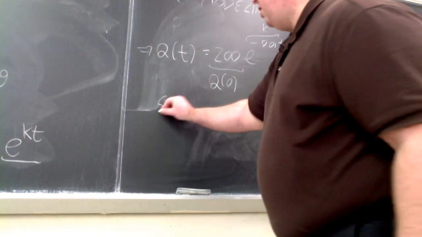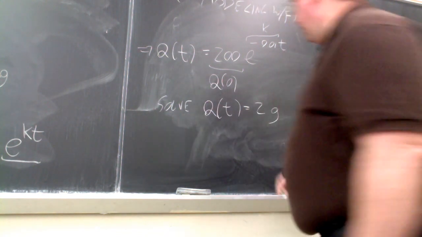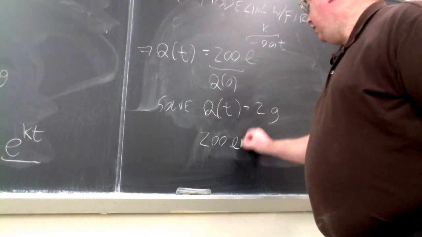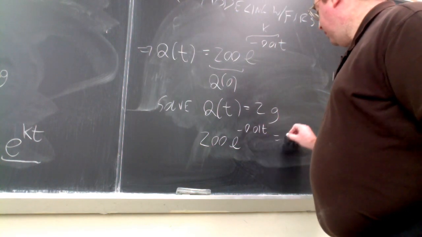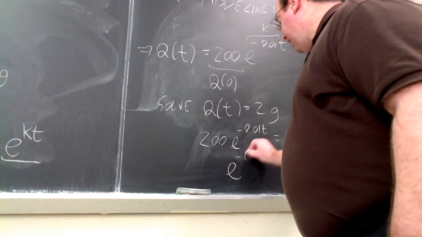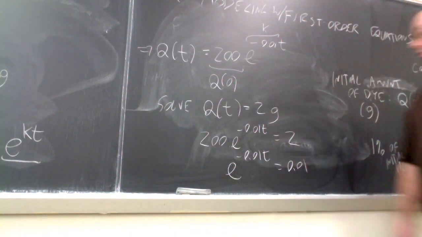So we need to solve Q of t is equal to 2 grams. So if we go ahead and plug in our solution, 200 e to the minus 0.01 t is equal to 2. So how do we proceed from there? Divide by 200 and then take a ln of both sides. Yeah. So e to the minus 0.01 t is equal to 0.01.